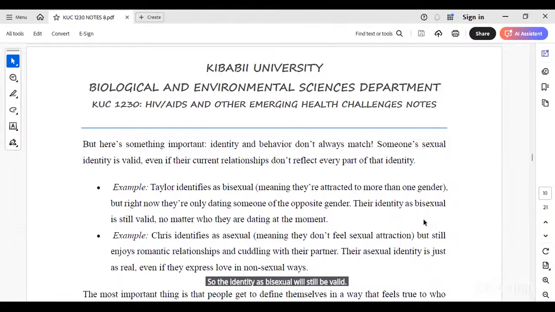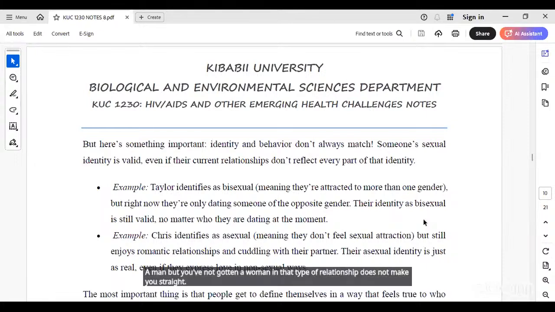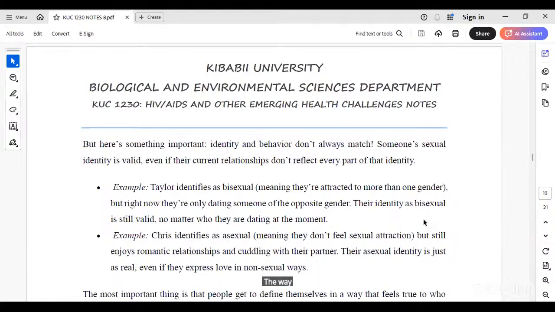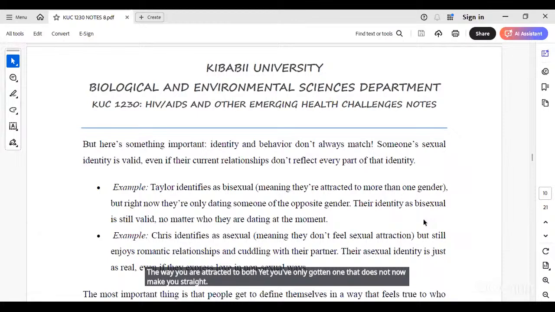Okay. So just because at that particular point you only have a man, but you've not gotten a woman in that type of relationship, does not make you straight. The way you are attracted to both, yet you've only gotten one, does not now make you straight. Okay.